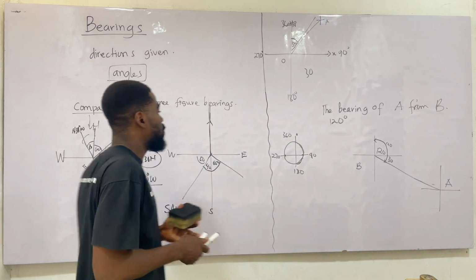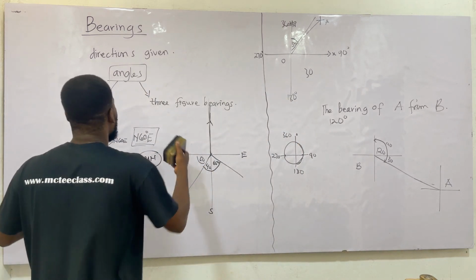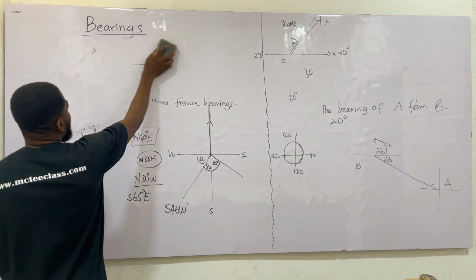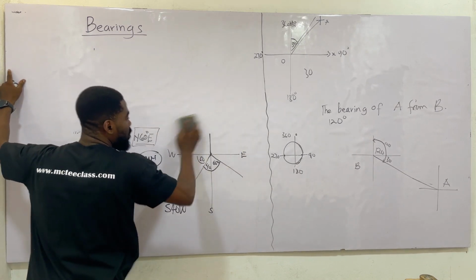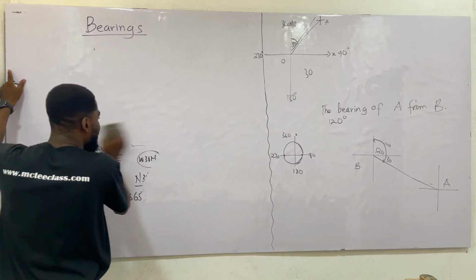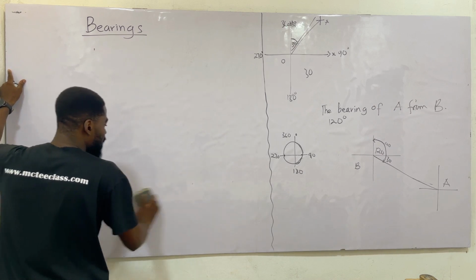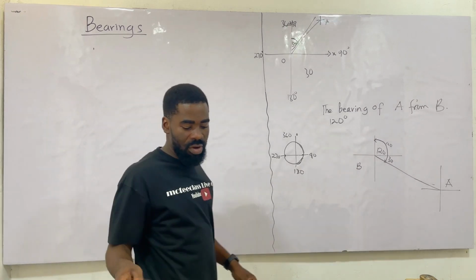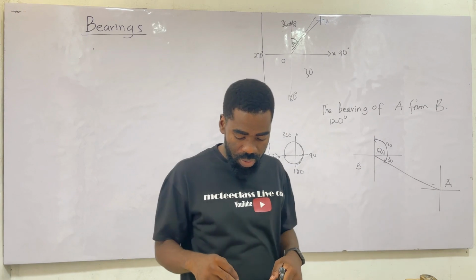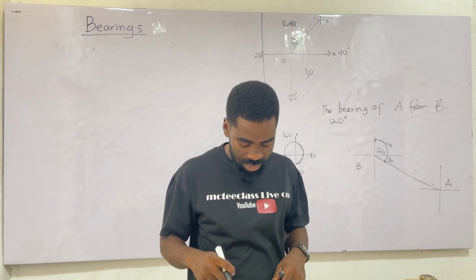So I'll put some examples down. This time I will draw them, and I want you to read the bearing. Here I wrote them and we have to draw. What if I have drawn and we have to read the bearing? No problem. Let's see how that is also done.